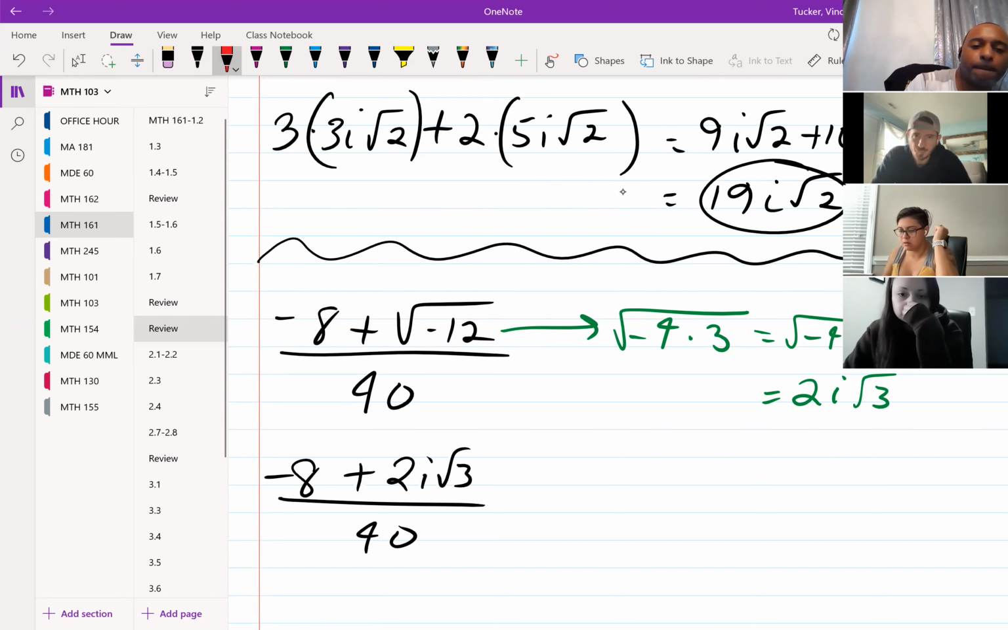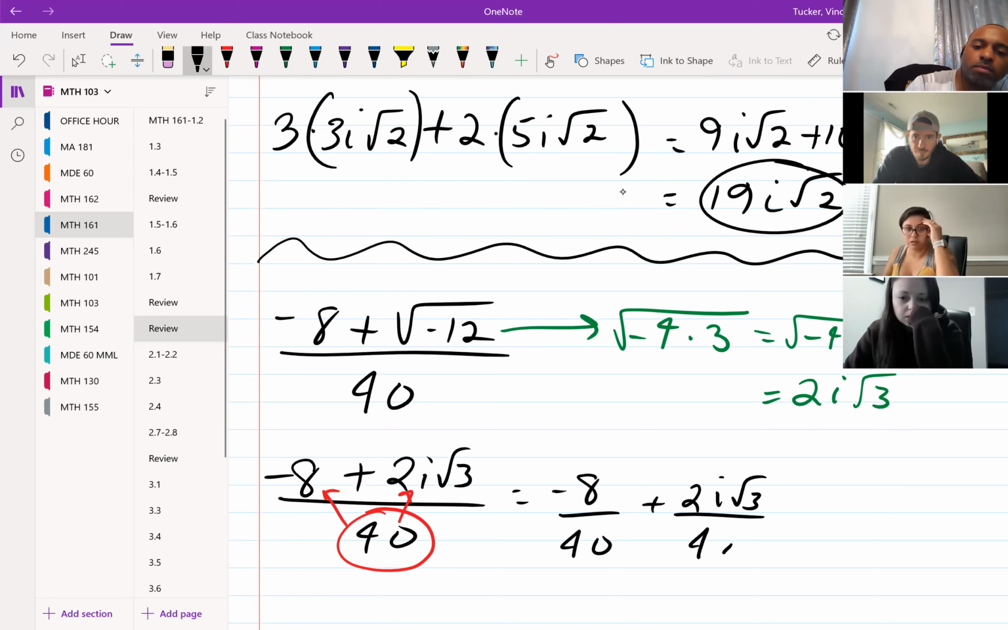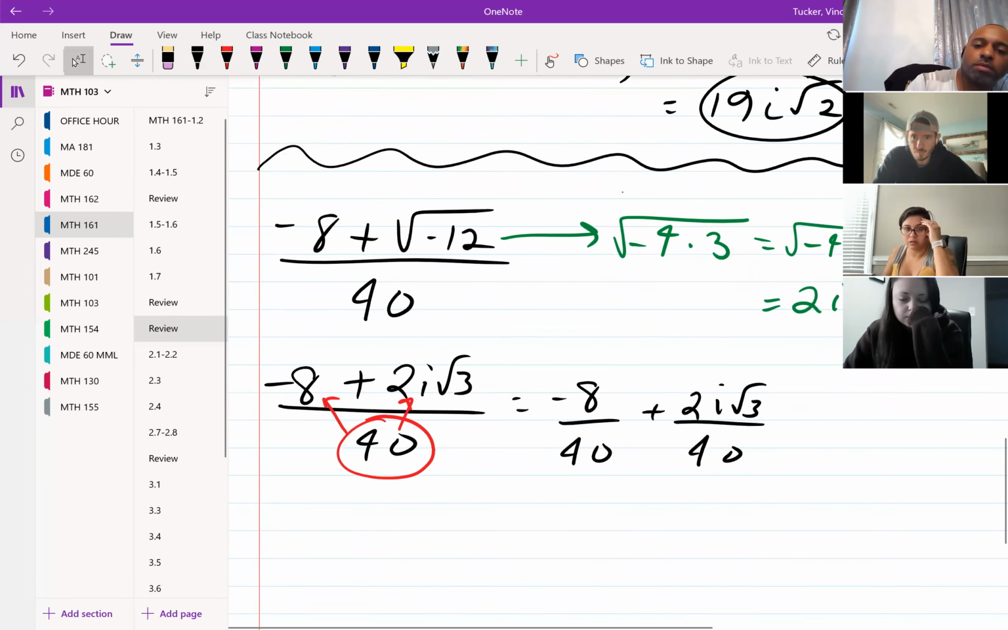Okay. So now here, 40. Take that 40 into each, 1/5 and 1/20. That's negative 1/5.